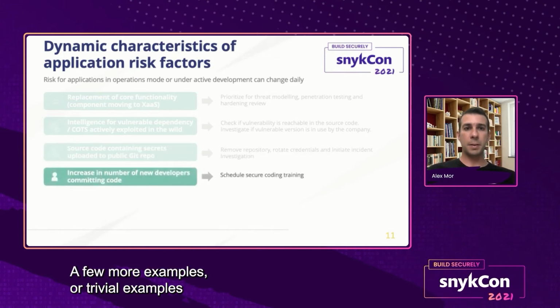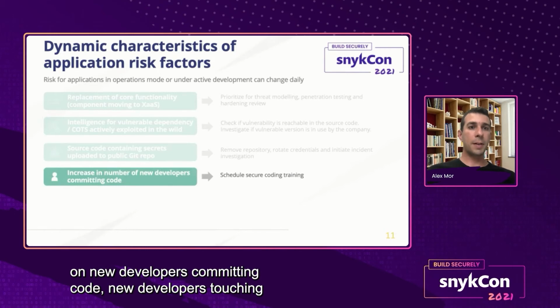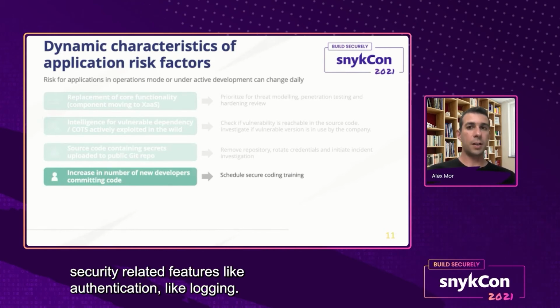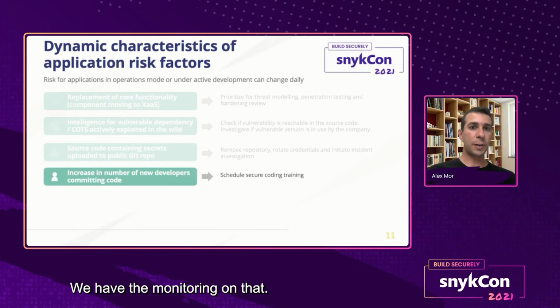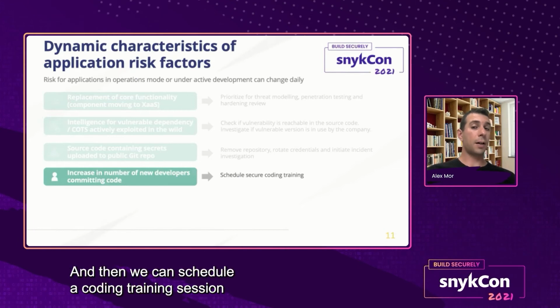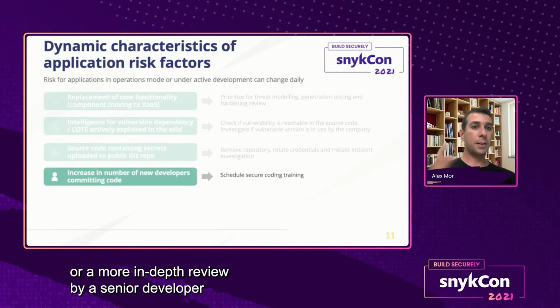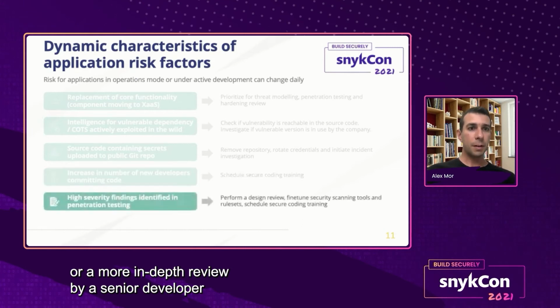A few more examples, right? Trivial examples: new developers committing code, new developers touching security-related features like authentication, like logging. When we see that, we are aware of that. We have the monitoring on that, and then we can schedule a coding training session, or a more in-depth review of the changes by a senior developer.